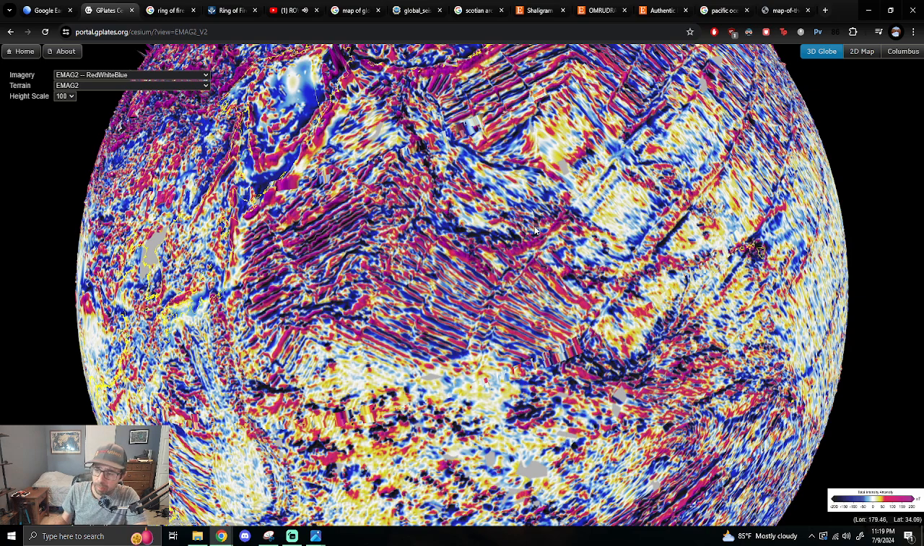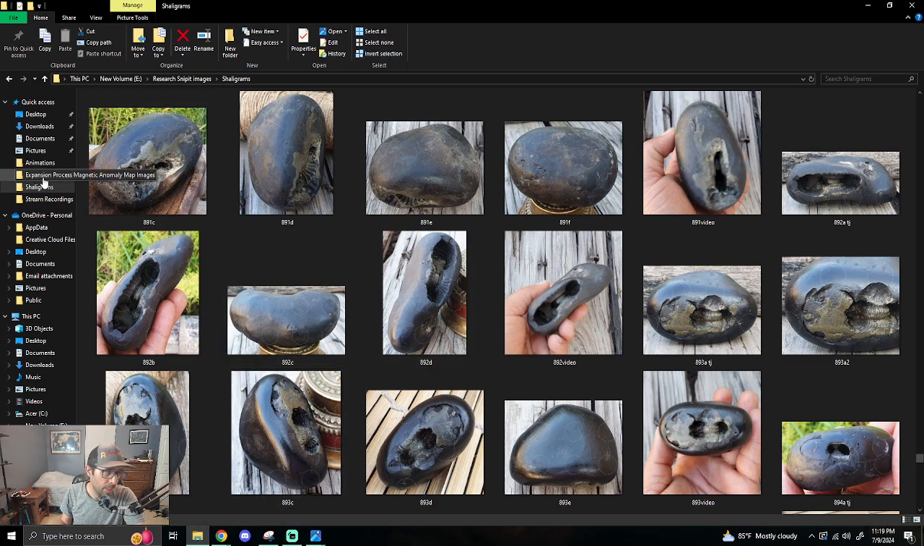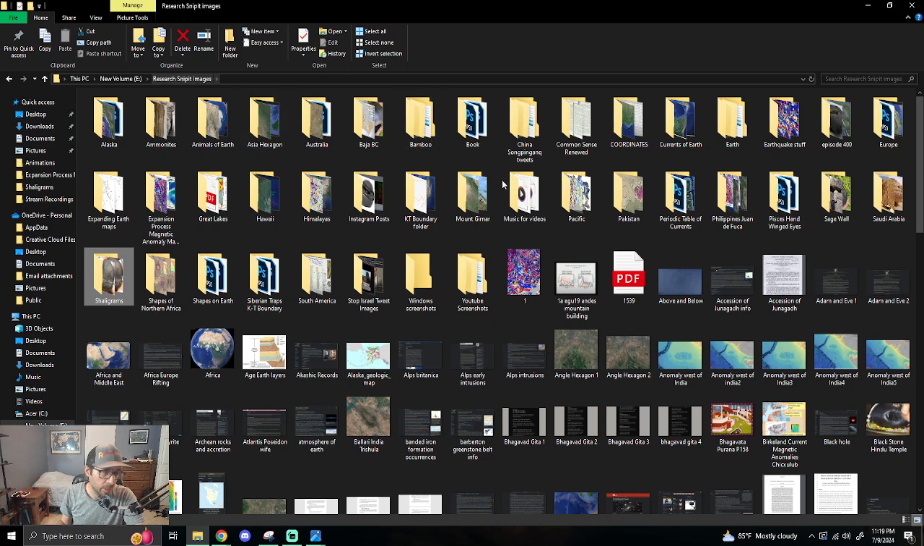I can't even remember if I have a definitive exact trail that I've zeroed in on. I certainly have some details. Let's see, what do we got?